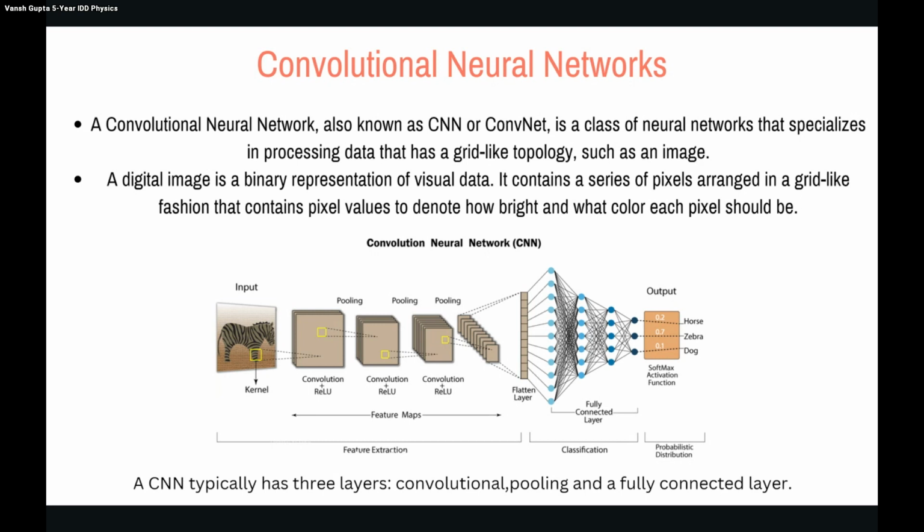And why that I will tell you. I think it's written here. Visual image is a binary representation of visual data. It contains a series of pixels in grid-like fashion. Again, grid-like. Here, this kernel is this yellow box. Okay, you guys can see, right? This is the yellow box. So what this does is, I think I should go on to the next.